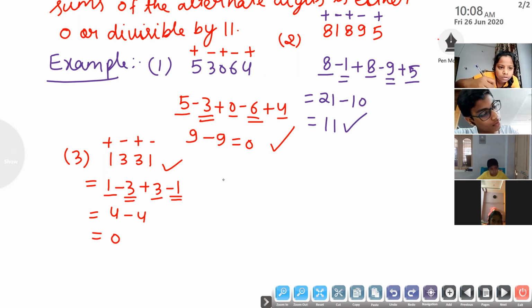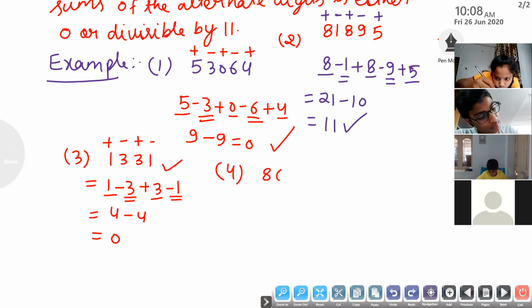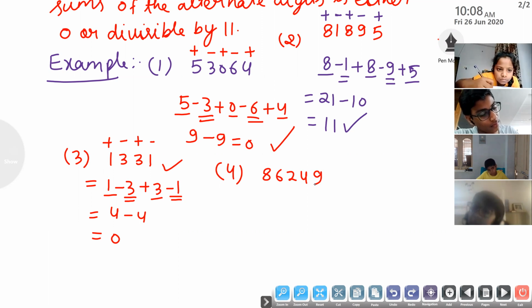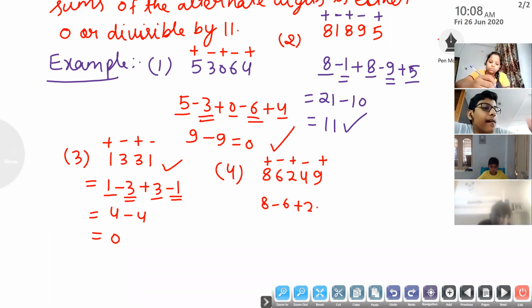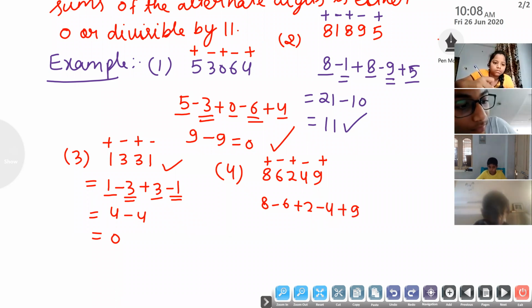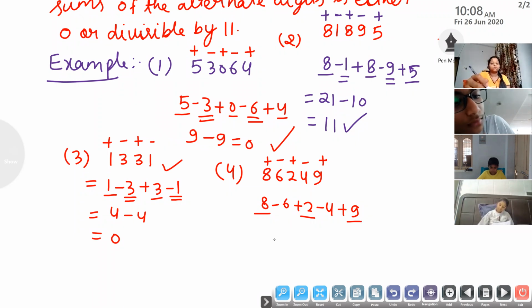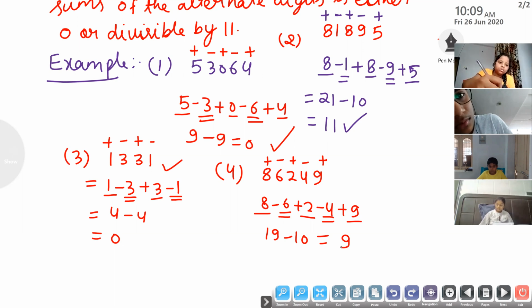Fourth example, 86249. I want to check here. Again, plus 8 minus plus minus plus. Plus 8 minus 6 plus 2 minus 4 plus 9. I want to check the plus signs. Plus 8 plus 2 plus 9. 8 plus 2, 10. 10 plus 9, 19. Next, minus 6 minus 4, minus 10. The answer has come 9. Is 9 divisible by 11? No. So 86,249 is not divisible by 11.